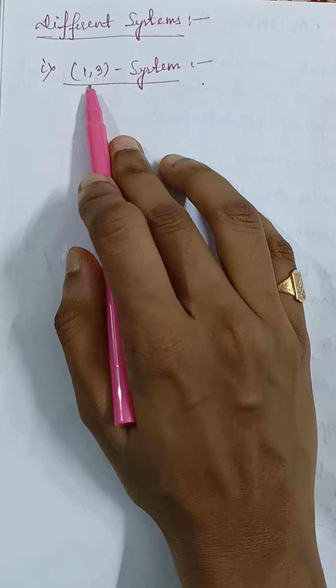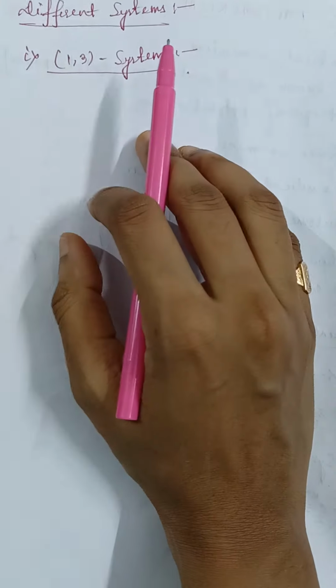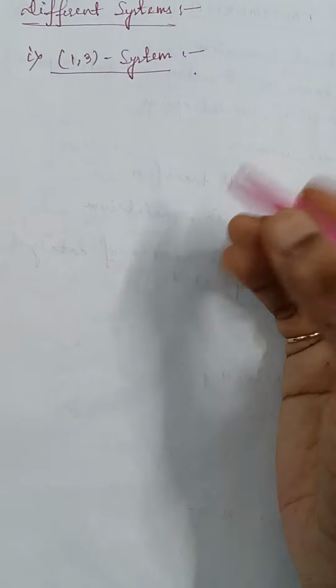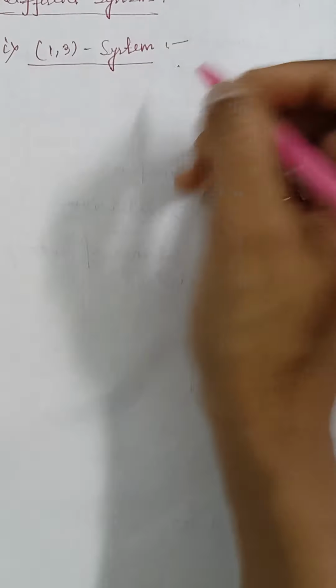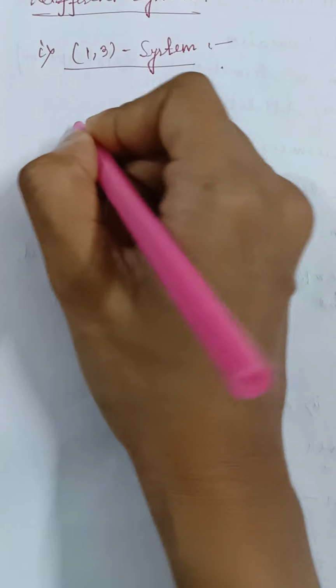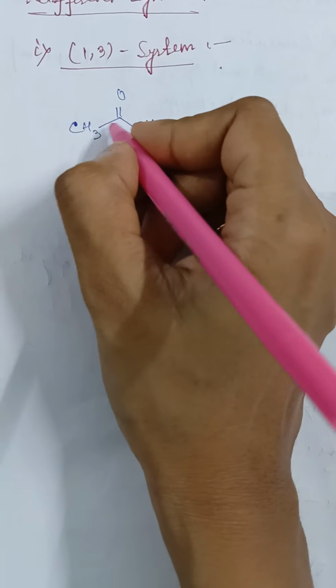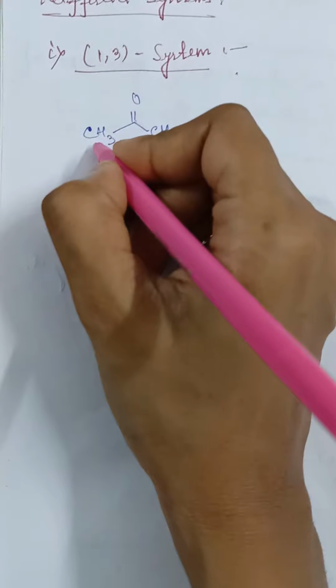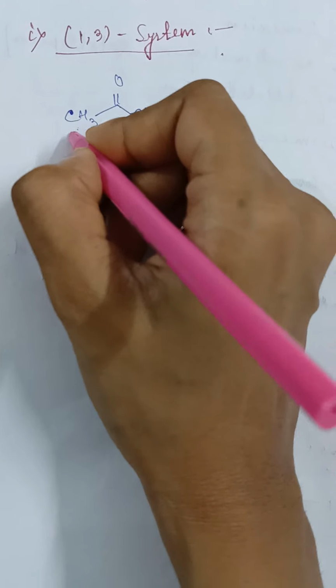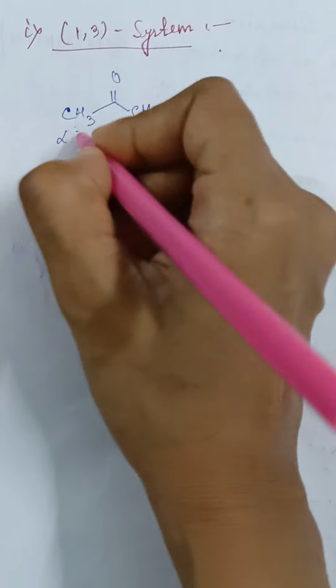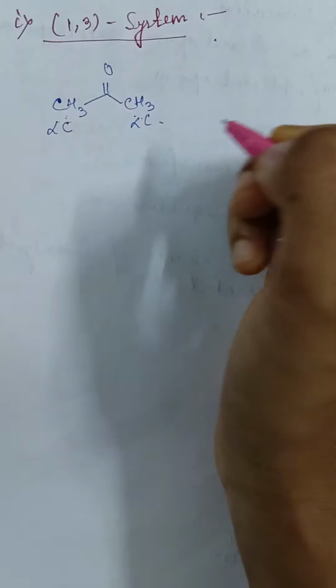The first one is known as the 1,3 system. Why it is named so and what is happening here, we'll see. Suppose I am taking acetone, CH3COCH3. Now see, what is the alpha carbon? Alpha means just beside the carbonyl group, so it has two alpha carbons. This is an alpha carbon, this is an alpha carbon.